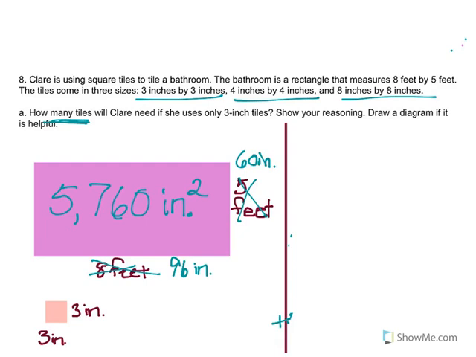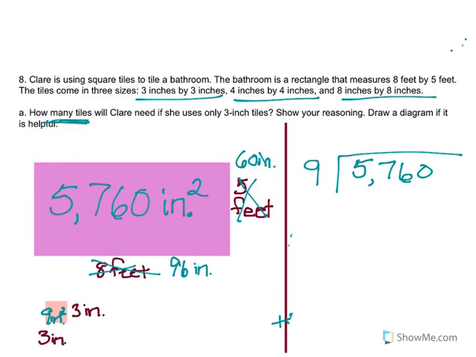But what am I dividing? Rex? 5,760. By what? 9. Where did you get 9? 3 times 3. So we also have to find the area of this little tile, right? Yeah. And it's 9 square inches. So then I need to figure out how many of those 9 square inches fit into 5,760.